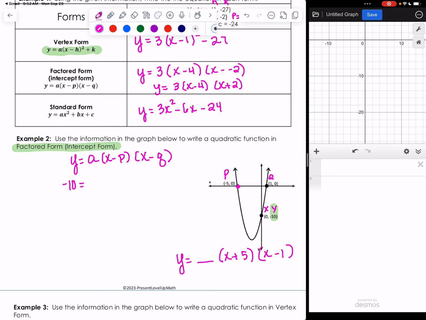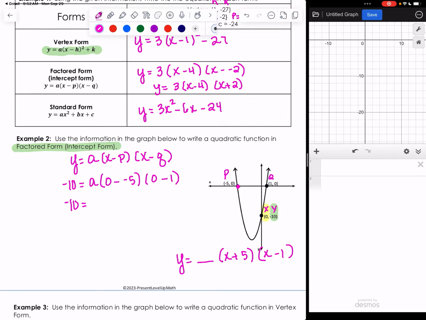For the a, we do not know a, so I'll just leave it right there. For x, I'm going to plug in this x value, 0. So 0 minus p, which is -5. And then x minus q, we know x is 0, minus q, which is 1. Now I'm going to simplify this.